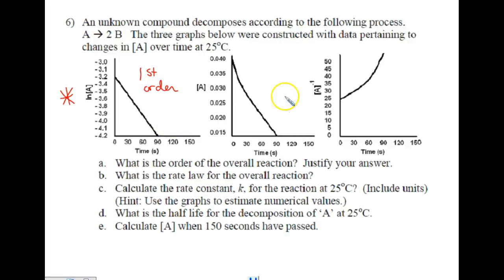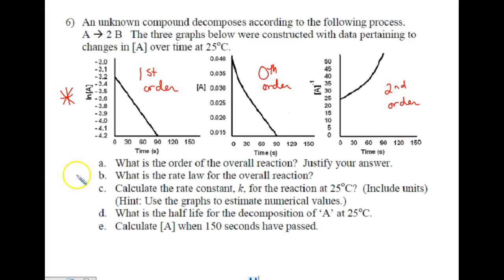Now, what if it would have been the concentration versus time? Then that would have been 0th order. Or if it would have been the inverse of concentration versus time to get a straight line, then it would have been 2nd order.